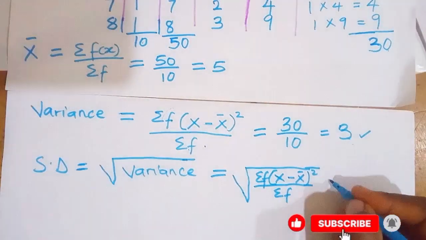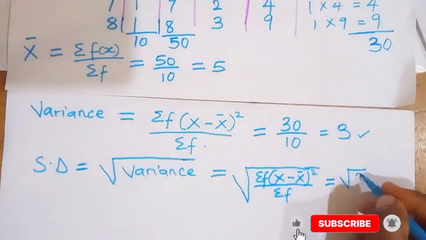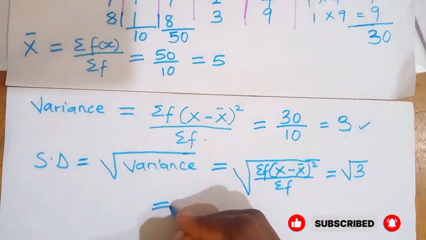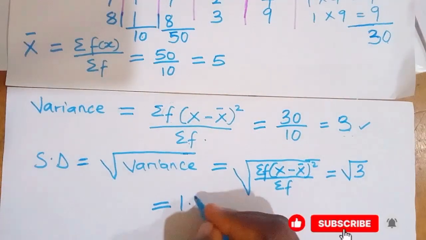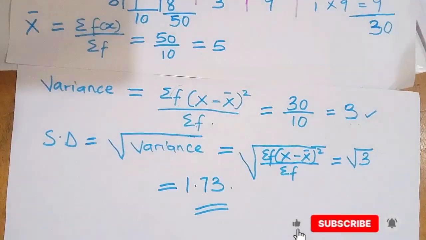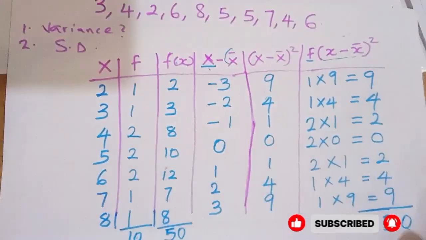So what are we going to do now? We say the square root of the answer, which is 3. The square root of 3 will give us what? Punch your calculator, it will give you 1.73, and that is our final answer. You can see no complication, very easy steps.